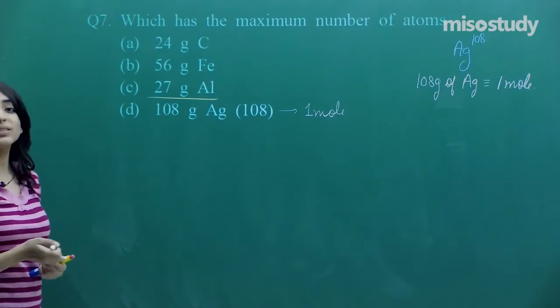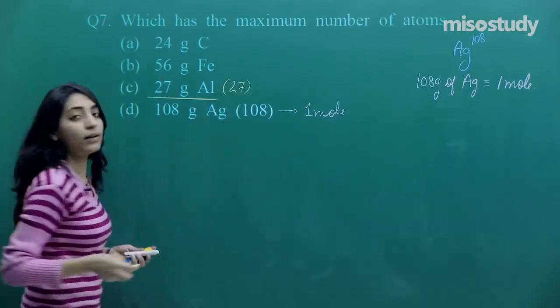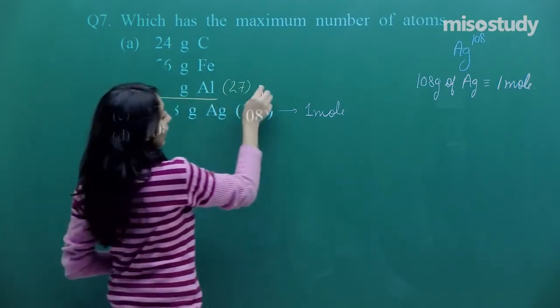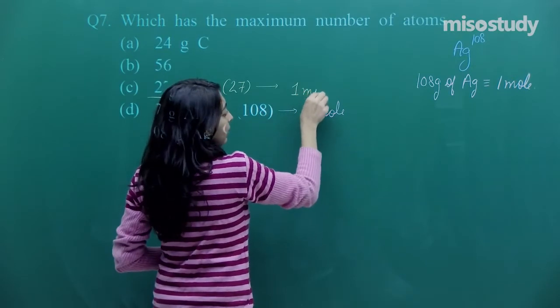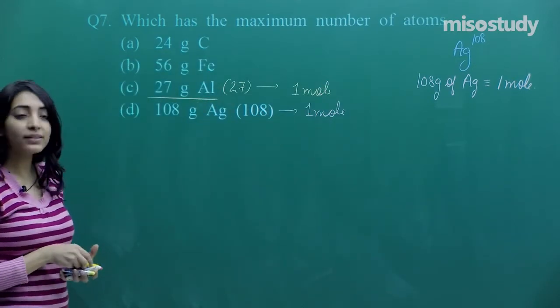Now aluminium, what is the molar mass of aluminium? Don't you think aluminium is again 27? So 27 grams per mole. So 1 mole will have 27 grams. In other words, I can say 27 grams will have 1 mole, right?